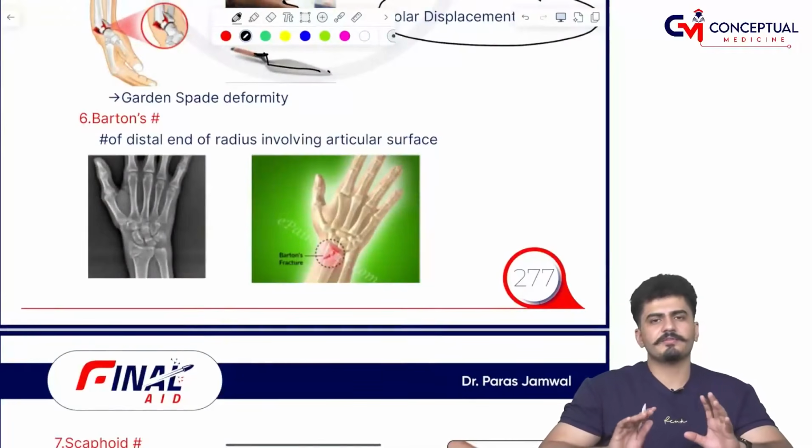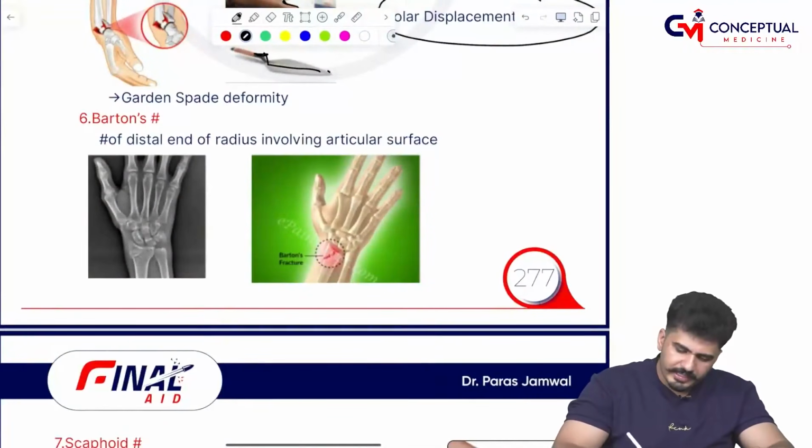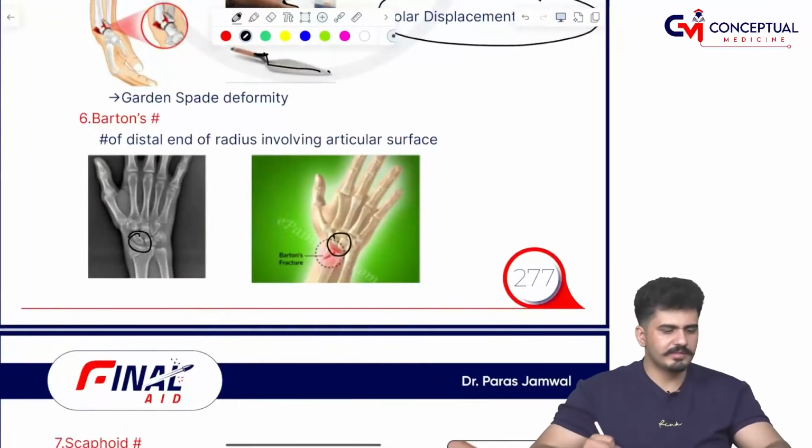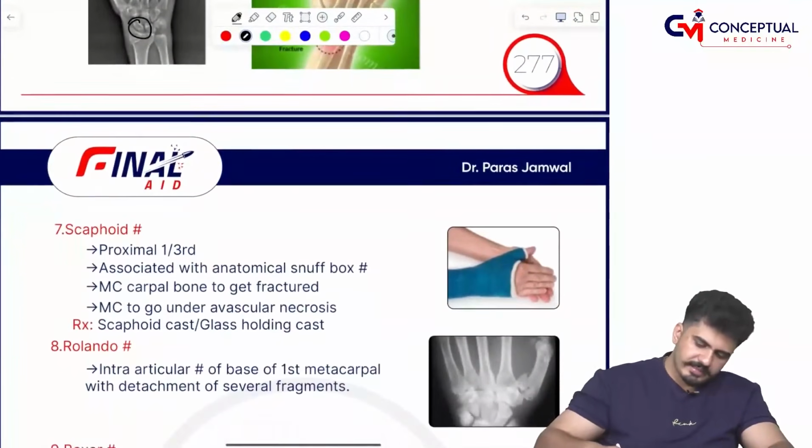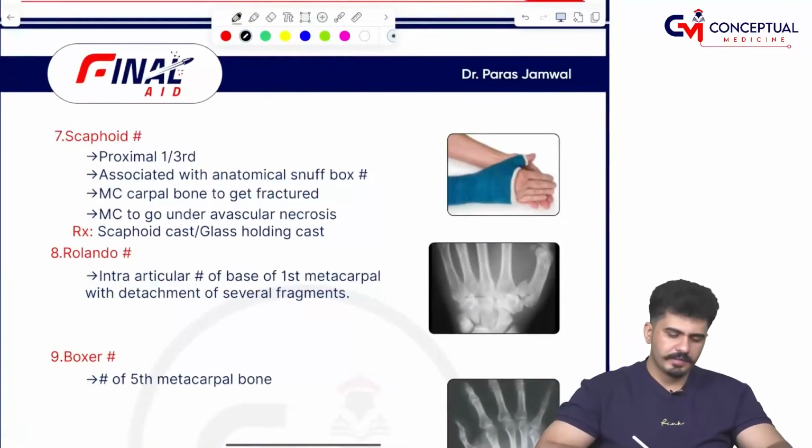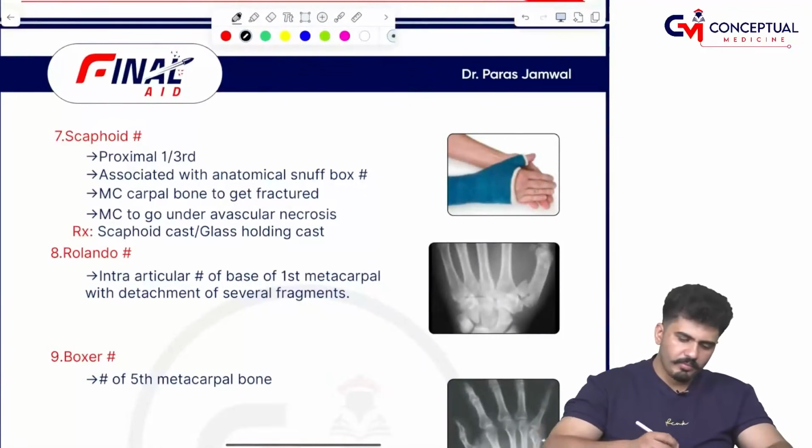Now coming to the next type of fracture, Barton's fracture. This is again a fracture of the distal end of radius. Now this involves the intra-articular surface. Then scaphoid fracture we were talking about. Sir, in the scaphoid, the most commonly affected area is the anatomical snuff box.